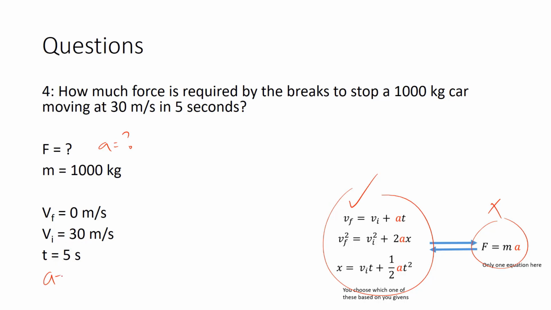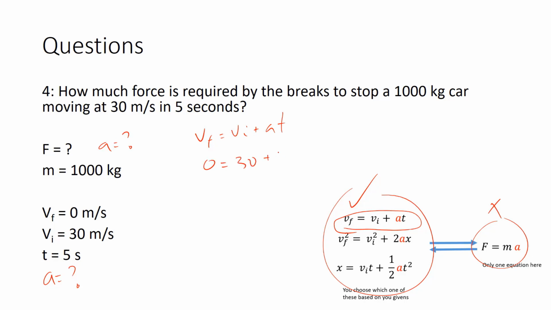And so let's go ahead and use these givens to find the acceleration. And we have Vf, Vi, a, and t. And if you look at these three equations, this is the only equation that has Vf, Vi, a, and t. So we're going to start with Vf equals Vi plus at, and I'm going to do the math like most of my students do, just so you can compare.